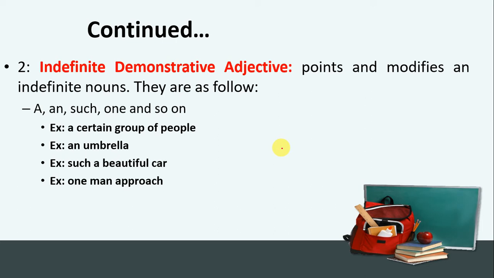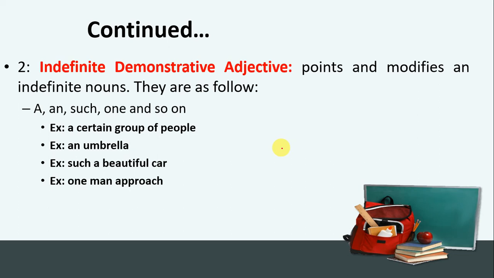I mean nouns are indefinite. For example, if I say a or an, or such, they just show the quantity but they do not show the definite noun, right? They cannot show the definite noun or exact noun. For example, a and such, one and so on. These are indefinite demonstrative adjectives.